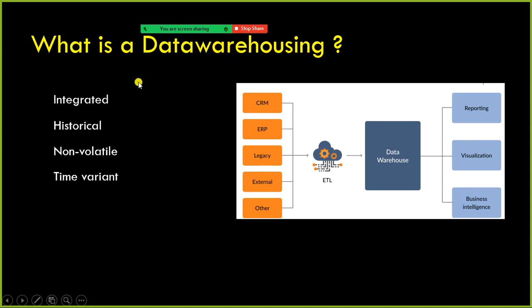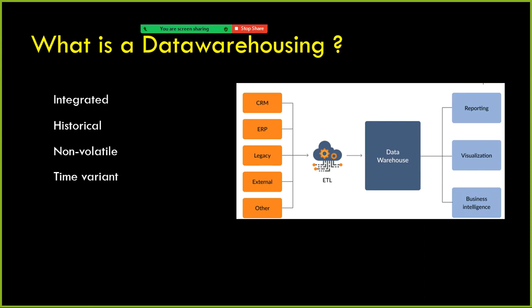So in simple terms, a data warehouse is nothing but an integrated, historical, non-volatile and time-variant data store. Now the question is, what is the difference between this and the operational data system, the OLTP, online transaction processing?